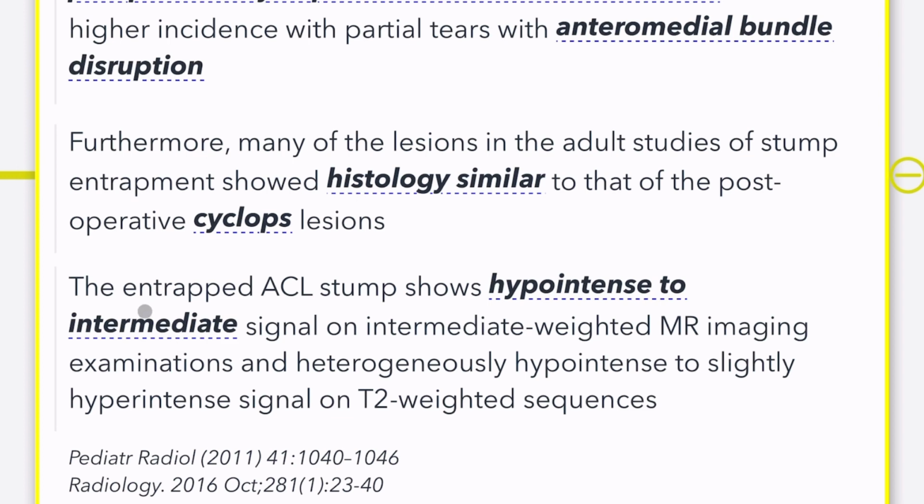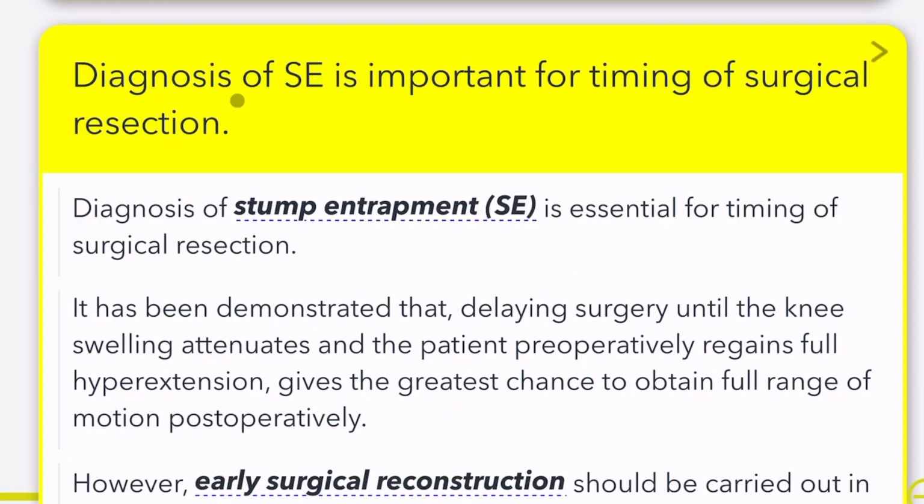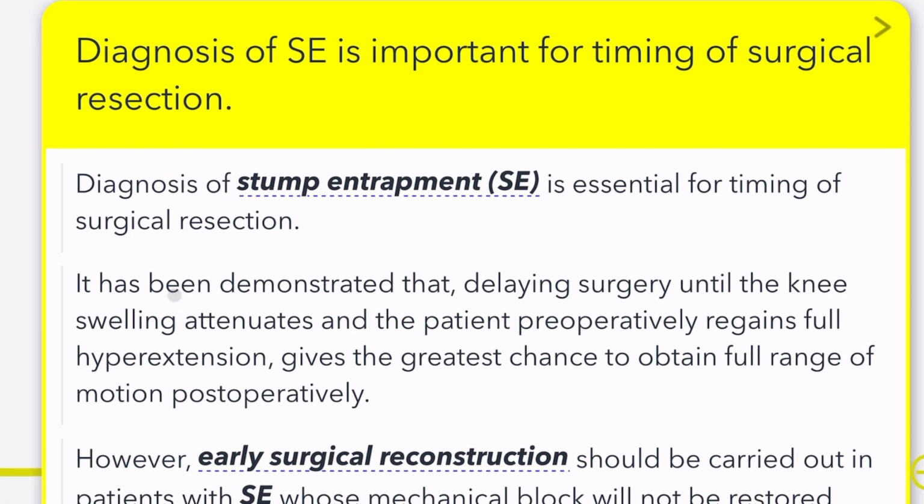On MRI, the entrapped ACL stump shows a hypointense to intermediate signal on intermediate weighted sequences and a heterogeneously hypointense to slightly hyperintense signal on T2 weighted images. Diagnosing ACL stump entrapment is essential, as it guides the timing of surgical intervention.